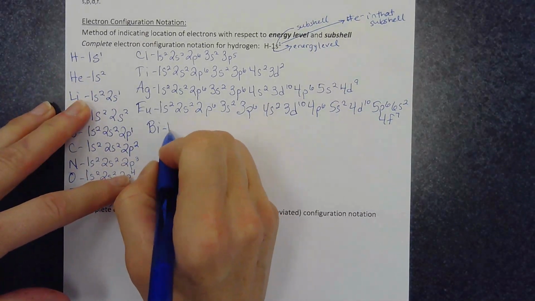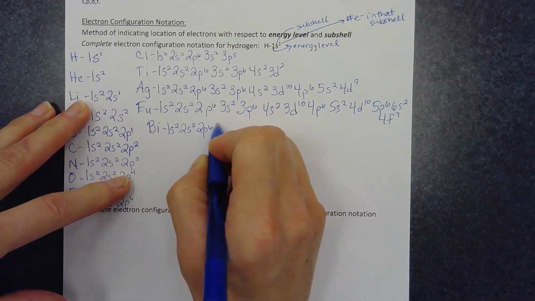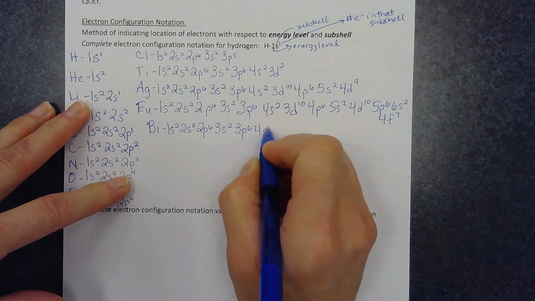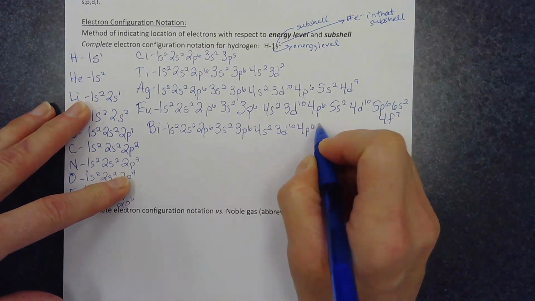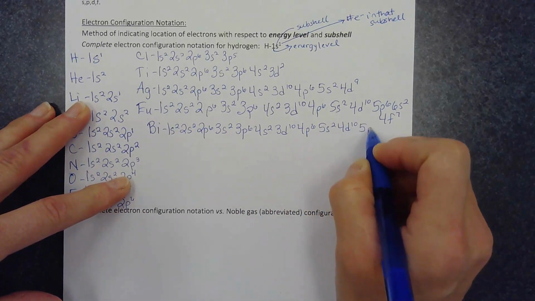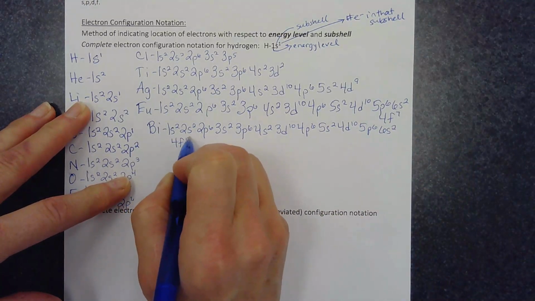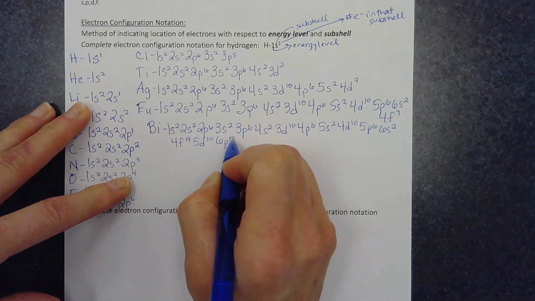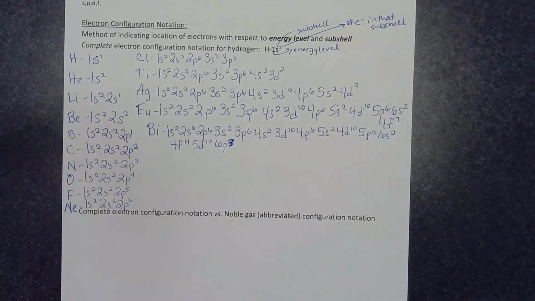All right, 1s2, 2s2, 2p6, 3s2, 3p6, 4s2, 3d10, 4p6, 5s2, 4d10, 5p6, 6s2, 4f14, 5d10, 6p3. Very good, very good, very good.